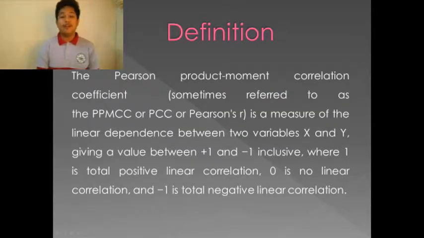So what is the Pearson product moment correlation coefficient? It is a measure of the linear dependence between two variables x and y, giving a value between +1 and -1 inclusive, where 1 is total positive linear correlation, 0 is no linear correlation, and -1 is total negative linear correlation.